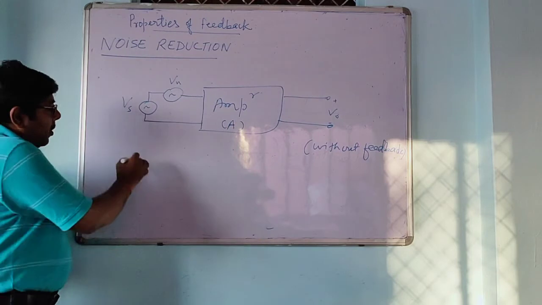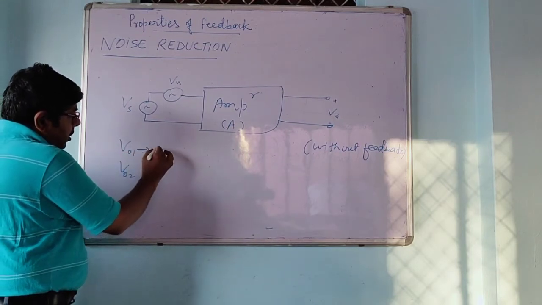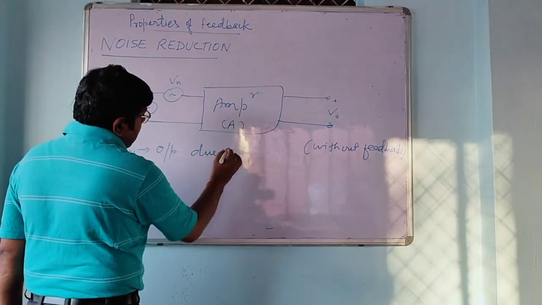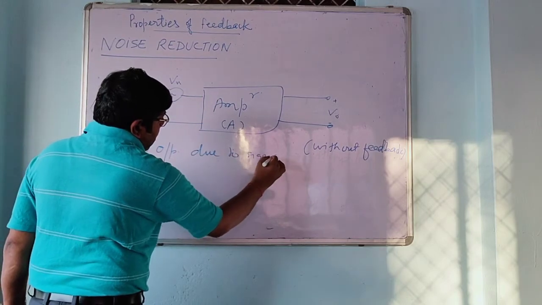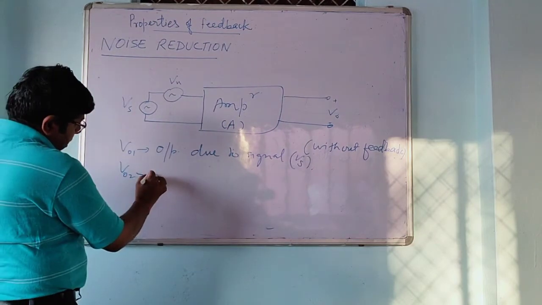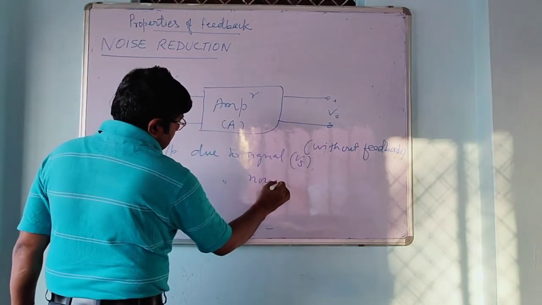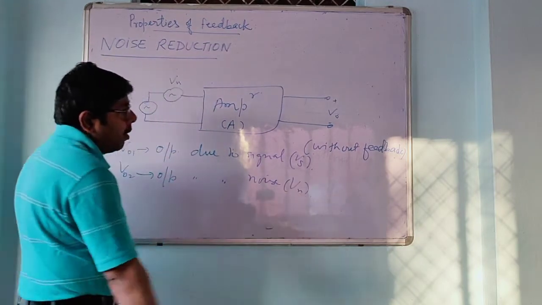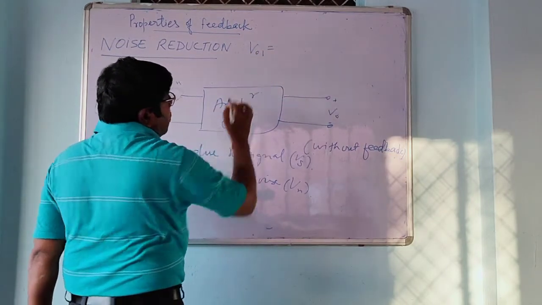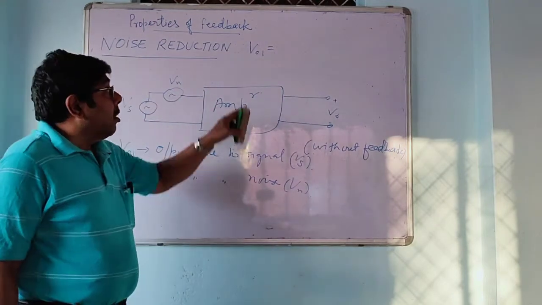Then suppose these are two outputs. This is output due to signal or due to source, and this is the output due to noise or Vn. Then what is the value of this output? This is the first part of the output.